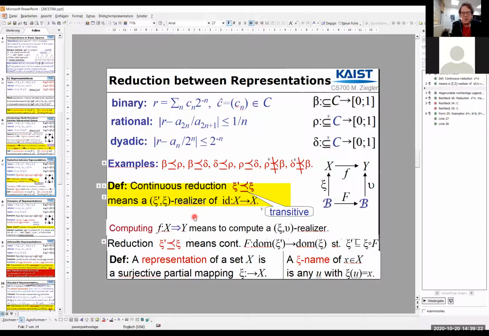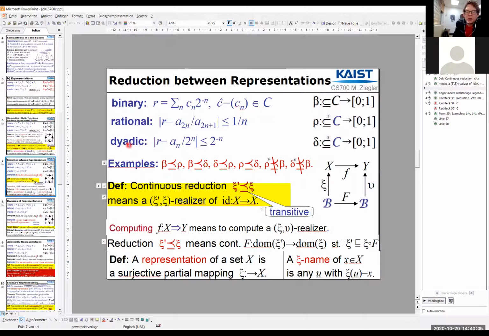So, using this notion of reduction, we have now returned to our initial question, and we've compared the representations of single real numbers. We already know that their computability, which is a non-uniform property, is equivalent. A real number is binary computable if and only if it is rationally computable, if and only if it is dyadically computable. But is it also possible to convert algorithms for binary computation to an algorithm performing a rational computation of the same real number, and vice versa?